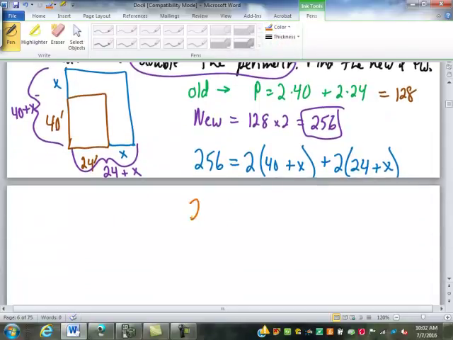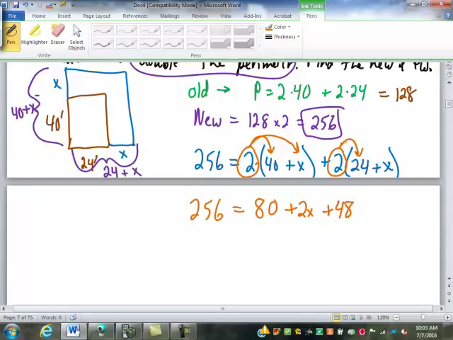So now we see the parentheses and we have to figure out what to do there. Nothing to do in the parentheses, but it's multiplied by 2. So 2 times 40 is 80. 2 times x is 2x. Now we move to the next set of parentheses, and again, that one is multiplied by 2. 2 times 24 is a positive 48, so plus 48. And 2 times x, positive 2x.